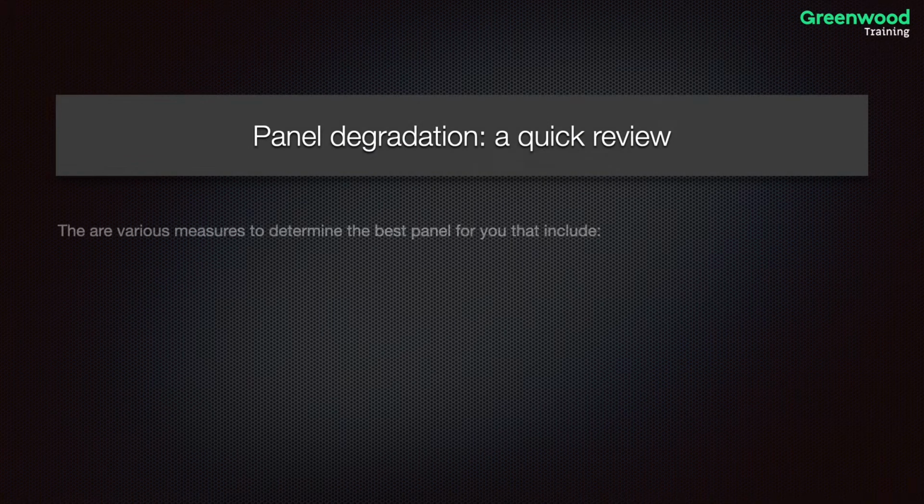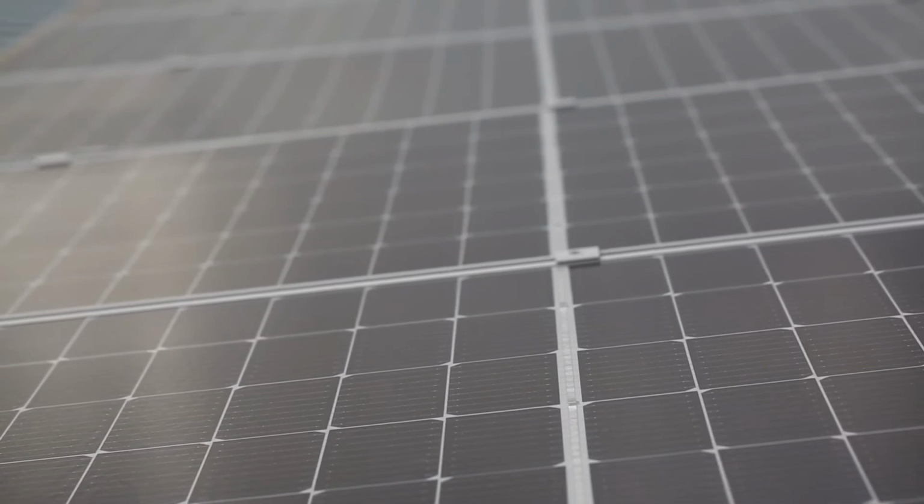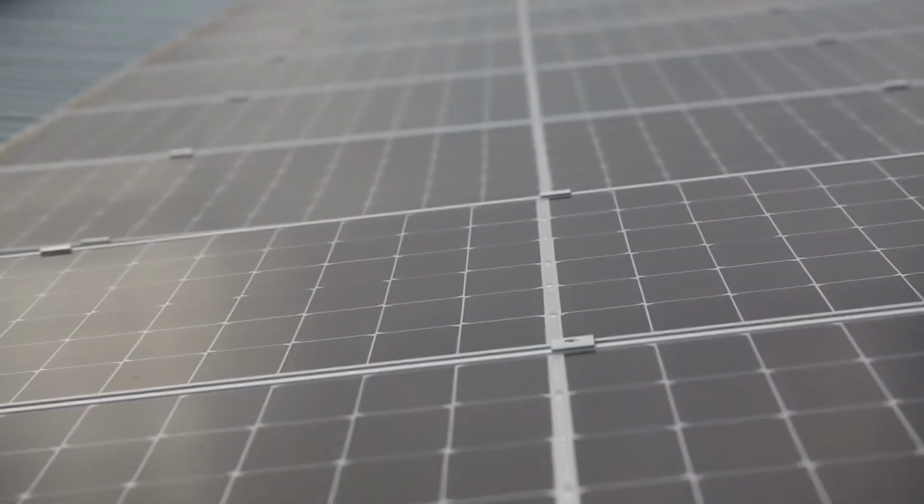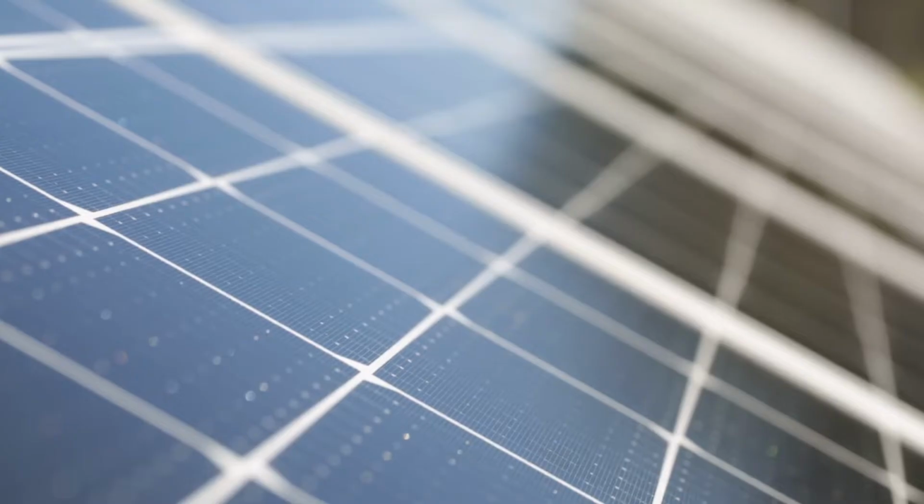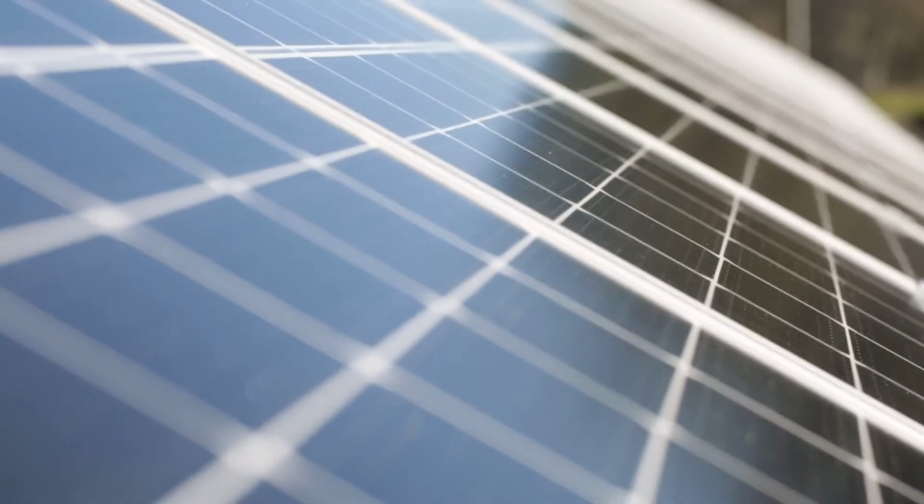Now, there are various measures to determine the best panel for you that include obviously the total production of the panel over its design lifetime, and this relates to the initial output degradation of the panel after the first year, and obviously the total degradation of the panel over the design lifetime. And I'm looking at 25 years in this particular presentation.